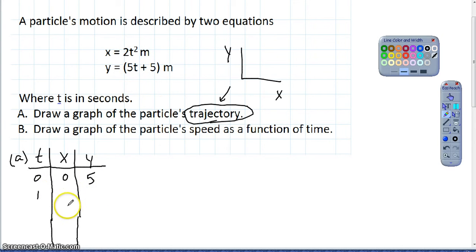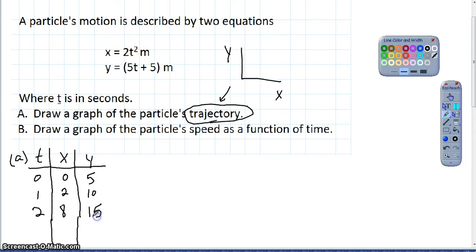If I plug in 1 second, well, after 1 second, my x position is now 2 times 1 squared, so 2. And my y is just going to increase linearly by 5, right? So it'd be 5 times 1, which is 5, plus 5, which is 10. Right? So we'll notice here that this just is a linear equation, so this one just goes up constantly by 5. If I plug in 2, I do square that first, so it'd be 2 squared, which is 4, but then times another 2, which is 8.